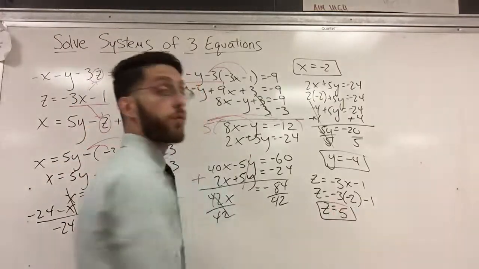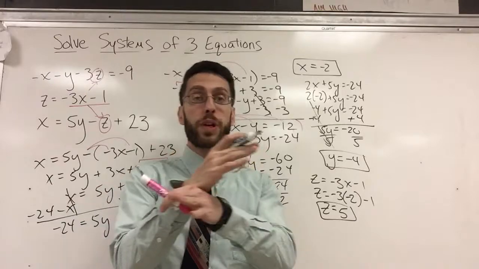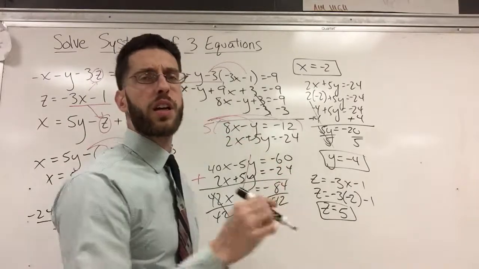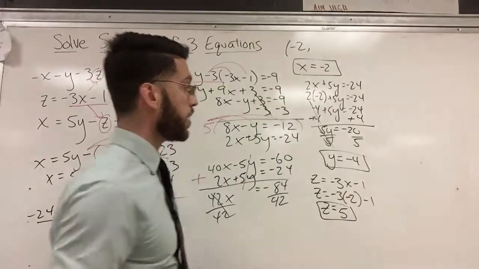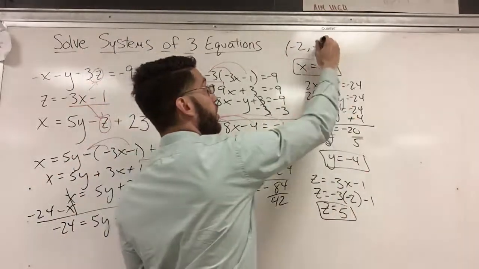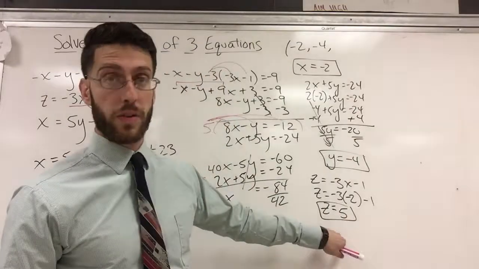So there are your three answers, all right? So where do those three lines intersect? The three lines intersect at negative 2, comma, negative 4, comma, 5.